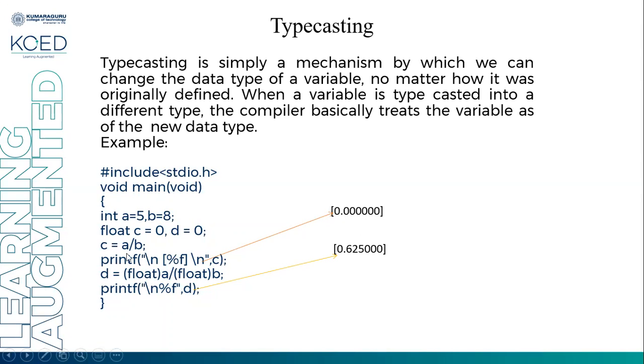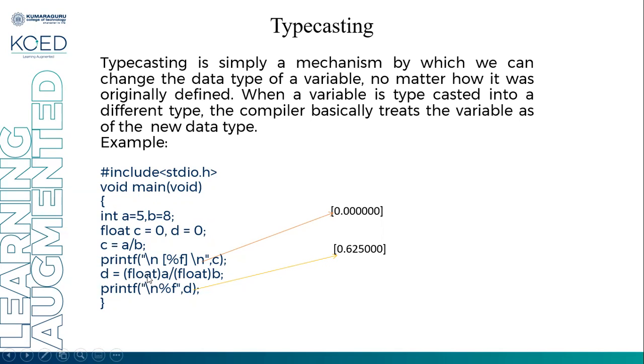Then, d equal to, now I am doing a typecast. This is known as typecasting. I am giving float in brackets, open and close bracket, followed by a: (float)a. The compiler will treat a as a float. At the same time, the compiler will treat (float)b, the typecast of b, as a float. Actually, a and b are integers, and here we are converting them to float. This is known as explicit typecasting.